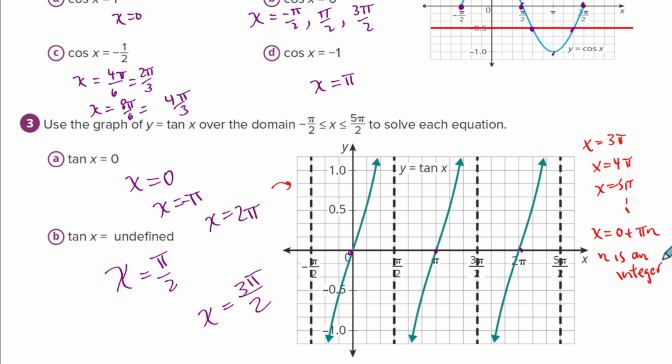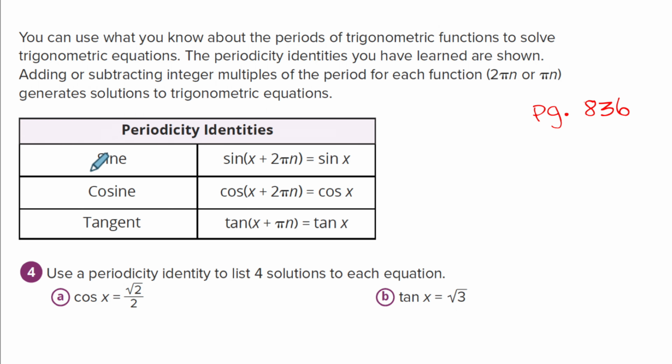Integer. Hey, I got it. Well, that's where we're going. This repetition of tangent, look, it's the same, it's the same, it's the same. It has a periodicity. Periodicity, that's how you say that word.